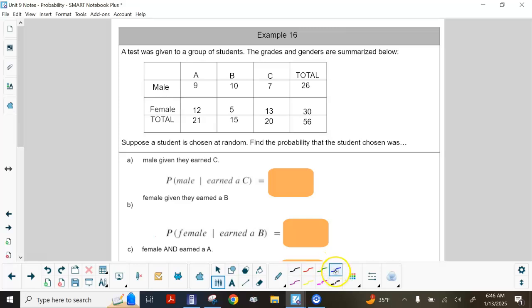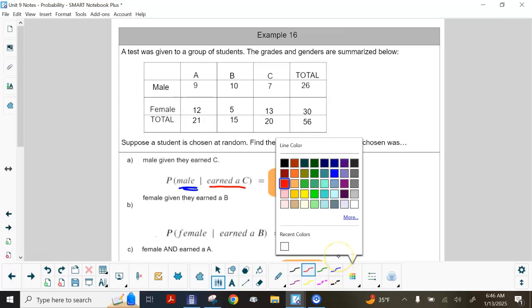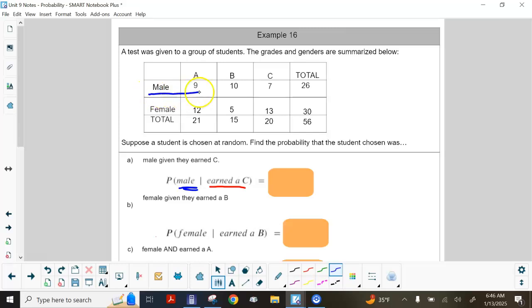So the 2 events. And in this case, they want to know male and earned a C from the table up above. So if you are male and earned a C, that's the one we're looking for. So those are technically the winners here. So male earned a C. And if that's the case, then I just take a look at the overlap in this case, which is 7.